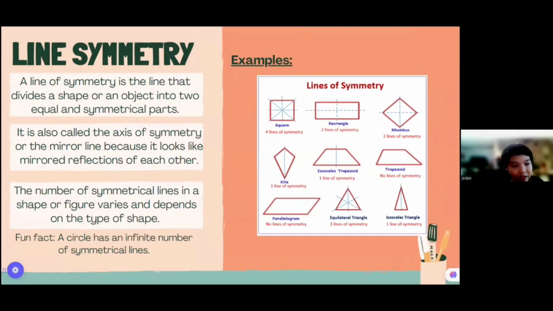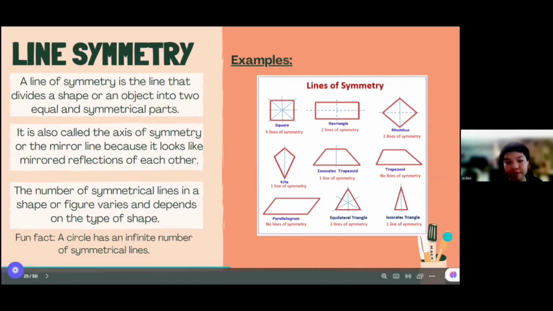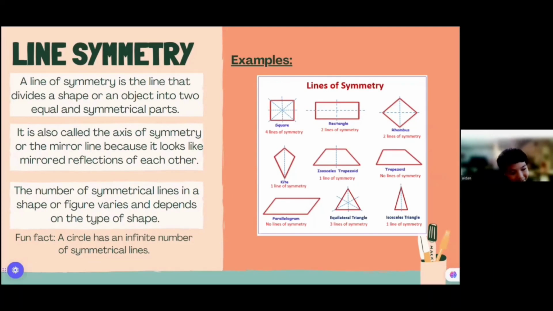It's also called the axis of symmetry or the mirror line because it looks like mirrored reflections of each other. The number of symmetrical lines in a shape or figure varies and depends on the type of shape. So some shapes have no lines of symmetry and some have a lot. Fun fact, a circle has an infinite number of symmetrical lines.